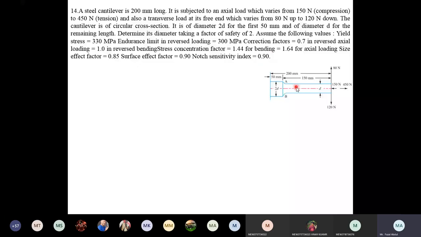So what is the difference between the previous problems and this problem? In the previous problem also we calculated the d value. The same diagram was there: a stepped shaft subjected to load, and it is a cantilever. What is the difference between the previous problem and this problem? Anybody?